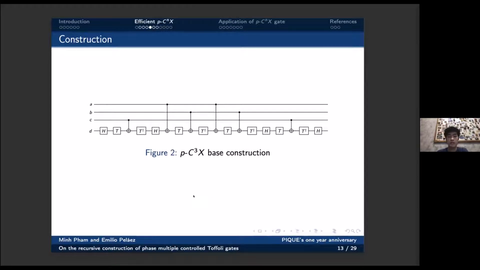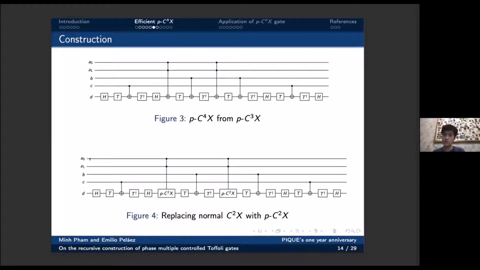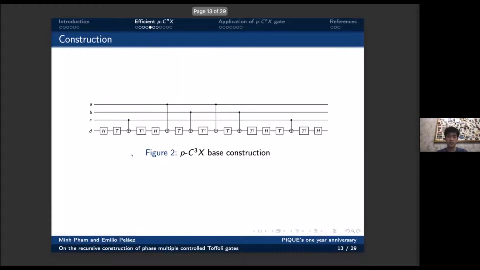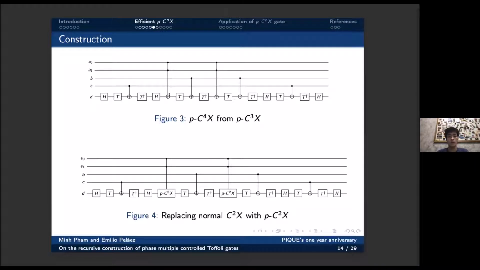And again, this is a PC3X gate. And you can see that these CX gates are controlling these A, B, C qubits here. And these constructions, we got them from Maslov, from his paper, which outlined how to build these gates. So we can generalize that further, right? So this is what we came up with during our work. We look at these base case constructions, particularly PC3X, and we see how we can generalize them to more control bits, right?